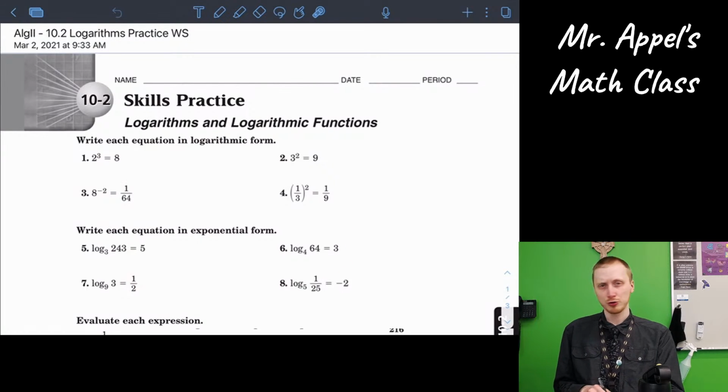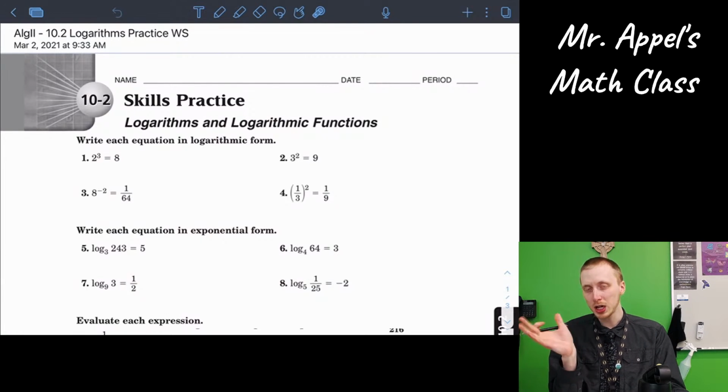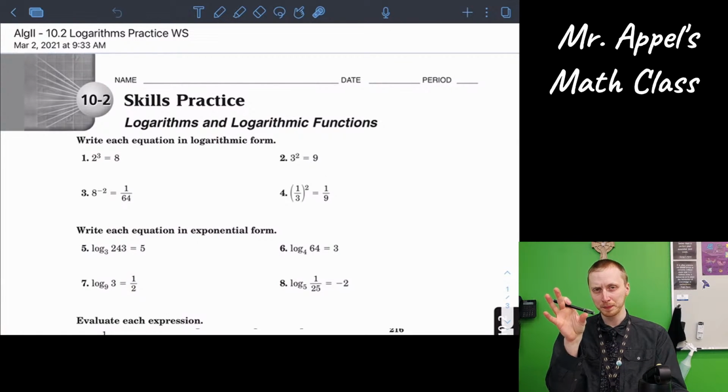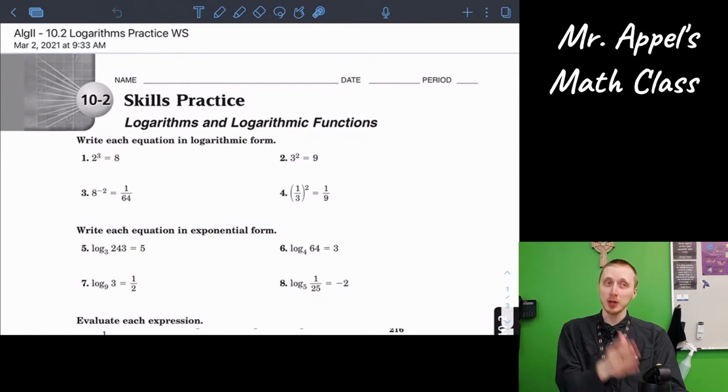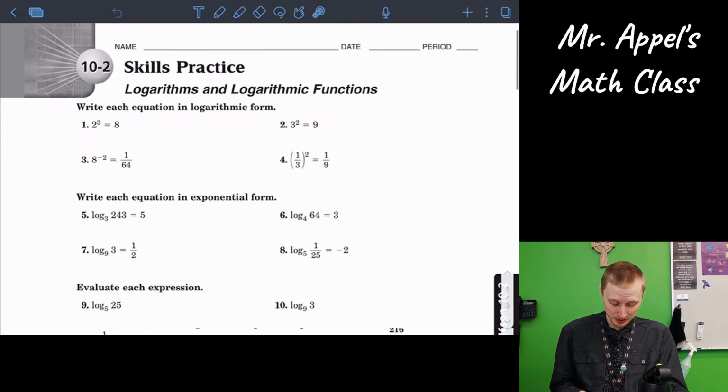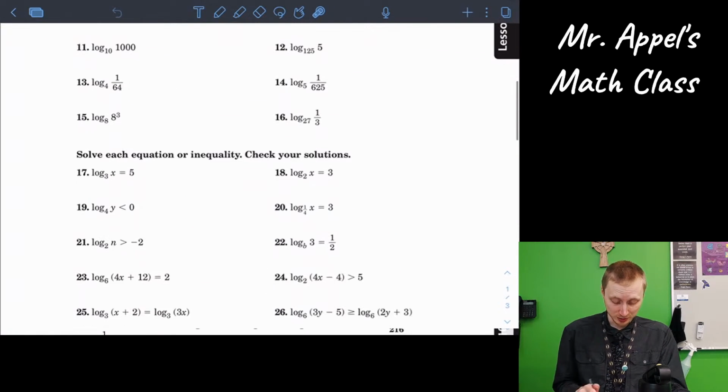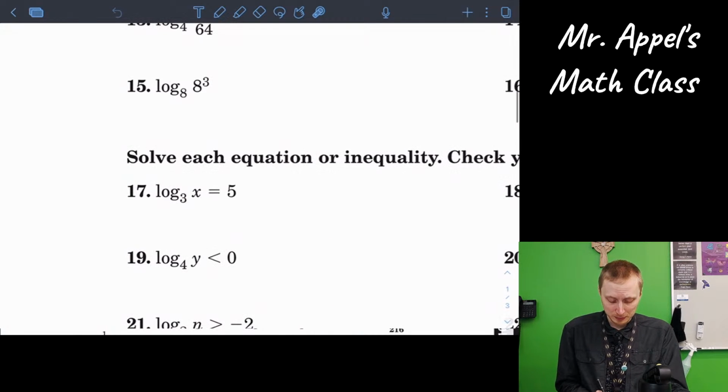We want the translation from one form to the other to be habit. I want you to get to the point where you look at these and your brain automatically goes, hey, I could also put that in log form. Here's what it would look like. And automatically make that conversion, so you can then make the judgment call of, in the context of a more in-depth problem, such as solving an equation, what form do I want it in? Here, my x is right there. It would be base 3 to the 5 equals x.